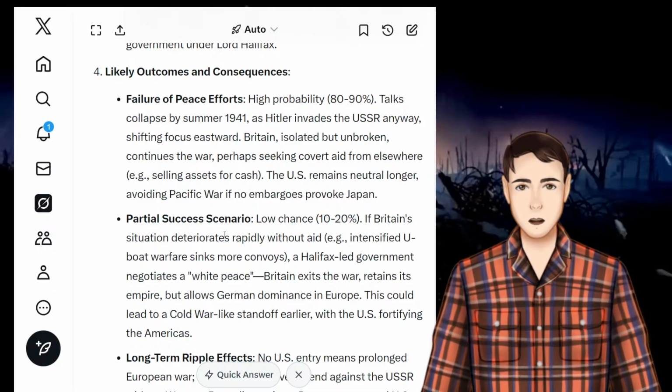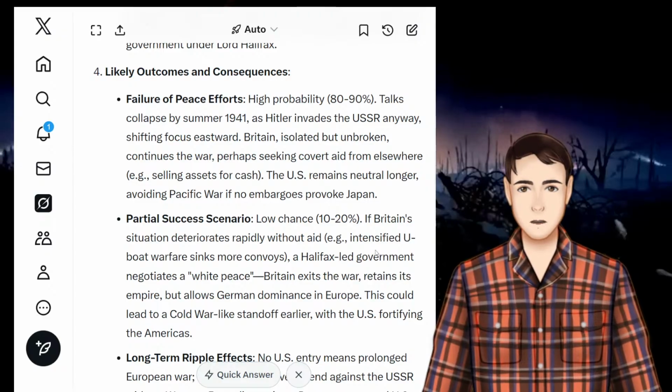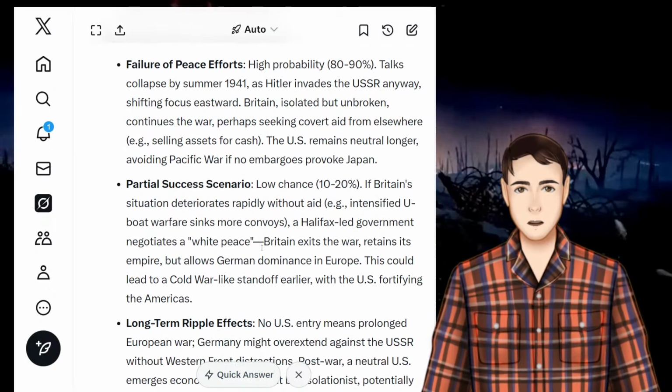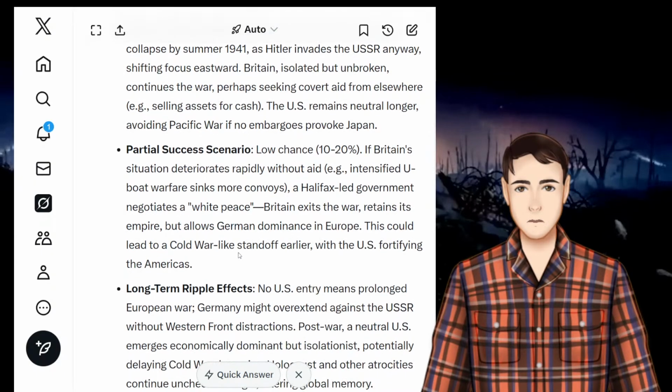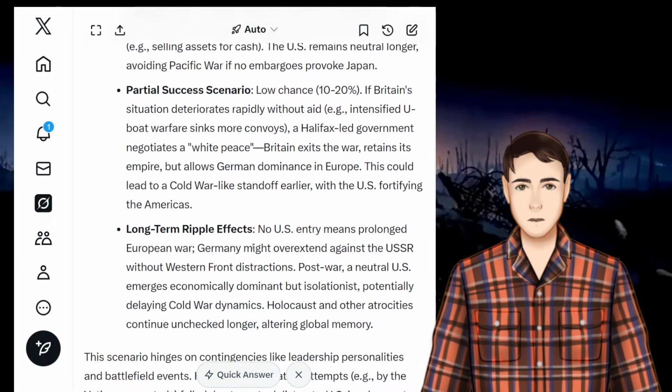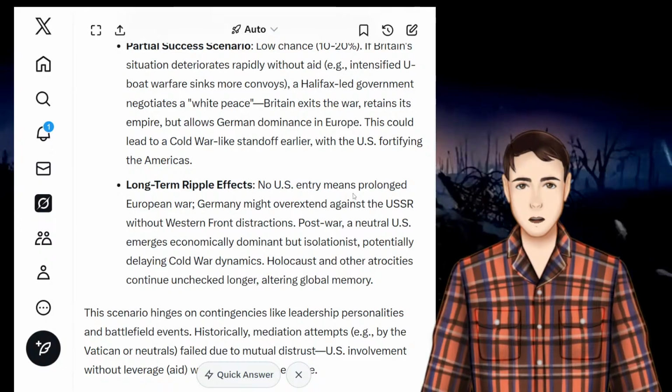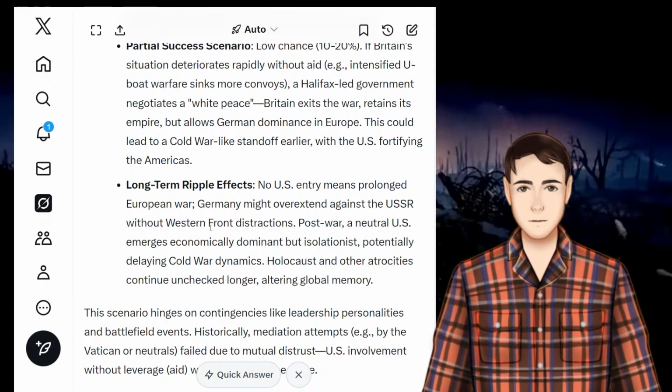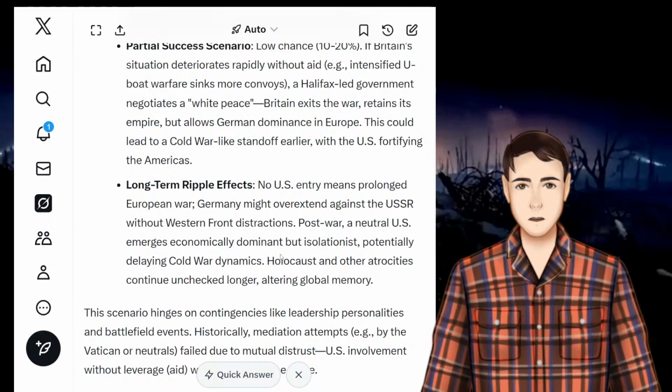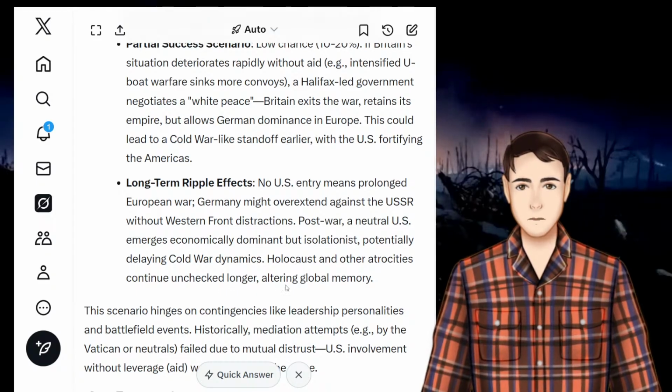If Britain's situation deteriorates rapidly without aid, intensified U-boat warfare sinks more convoys, a Halifax-led government negotiates a white peace. Britain exits the war, retains its empire, but allows German dominance in Europe. This could lead to a Cold War-like standoff earlier, with the U.S. fortifying the Americas. Long-term ripple effects. No U.S. entry means a prolonged European war. Germany might overextend against the USSR without Western Front distractions. Post-war, a neutral U.S. emerges economically dominant, but isolation is potentially delaying Cold War dynamics. Holocaust and other atrocities continue unchecked longer, altering global memory.